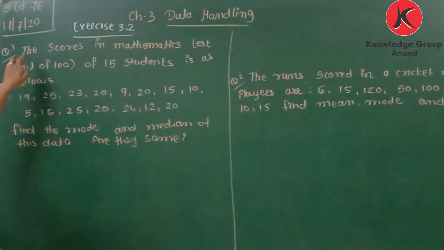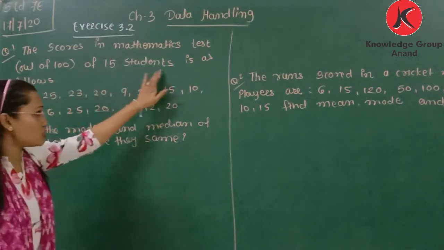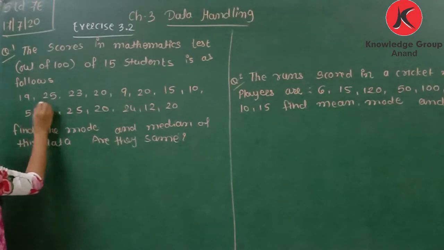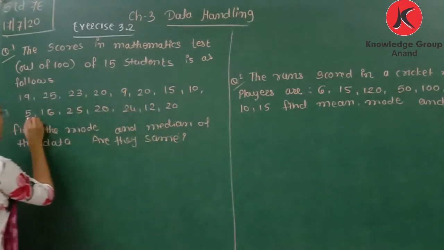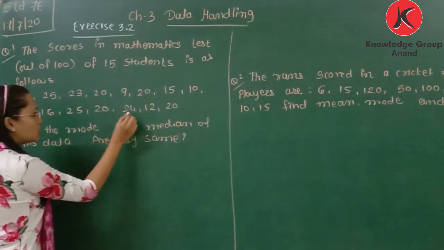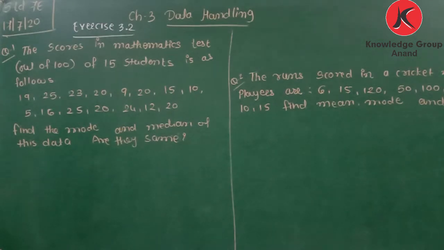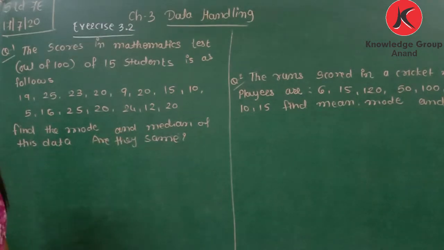Question number 1. The scores in a mathematics test out of 100 of 15 students are as follows. Here the scores are given: 19, 25, 23, 29, 20, 15, 25, 16, 25, 20, 24, 12 and 20. This is the information of the maths test. Find the mode and the median of the data. Are they same? So here you need to find the mode and median of the data.